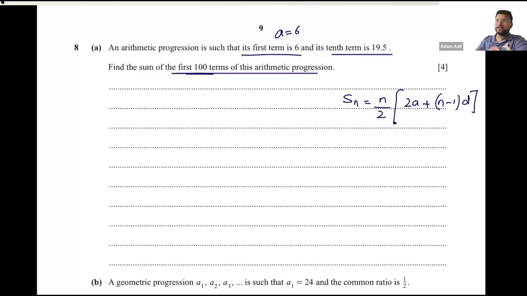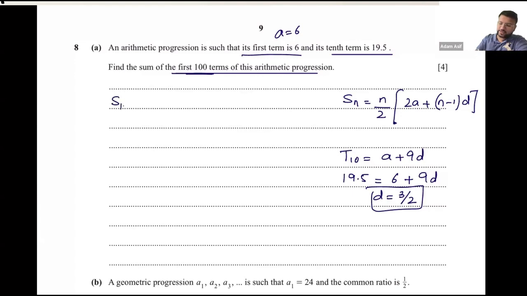10th टर्म से मैं क्या फाइंड कर सकता हूँ? T10, a और d. So you can find the value of d. T10 is a plus 9d. 10th टर्म 19.5 है, a की वैल्यू 6 है, first term is 6, so solving this will give you the value of d. 19.5 minus 6 is 13.5 divided by 9, 1.5 या 3/2. When d is 3/2, a is 6, I can easily find S100.